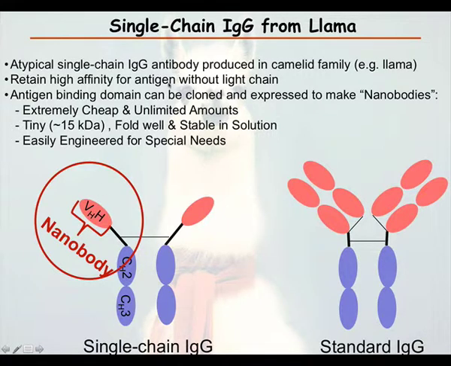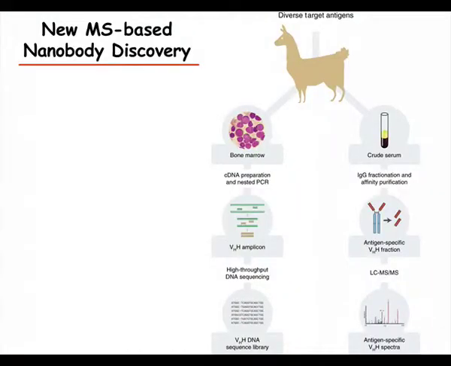So the question is, how do we then sequence it? So we developed a method to do this, and the idea is that one gives the antigen to the llama, and then after it has incubated for a while, takes a bone marrow sample, and then does targeted sequencing of the single chain variable region. And then that will be our sequence library that we can search.